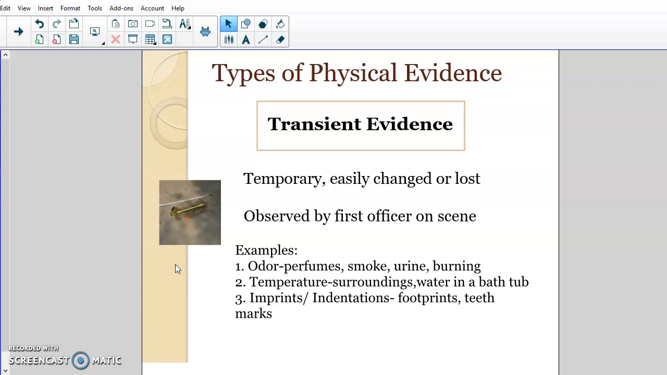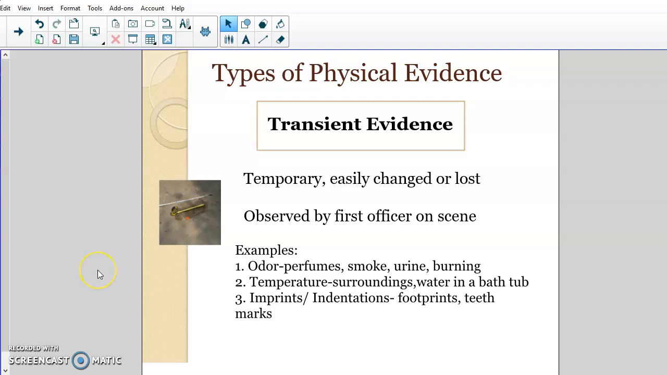Imprints, indentations, those are things that might go away quickly. So like if they were to get to a scene of a crime outdoors and it was raining or windy or something like that, and they noticed footprints, they would probably note those right away because those could potentially be easily lost with just nature.